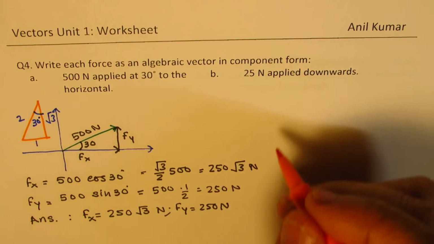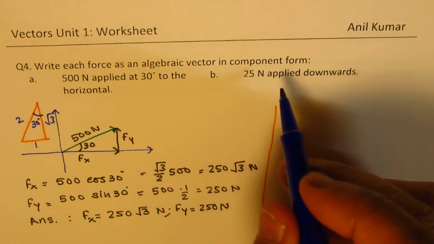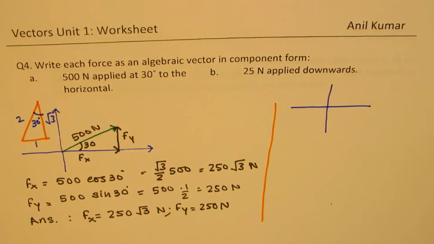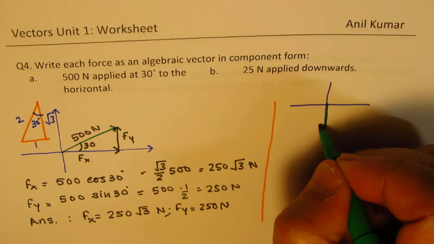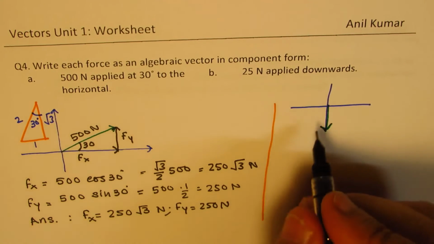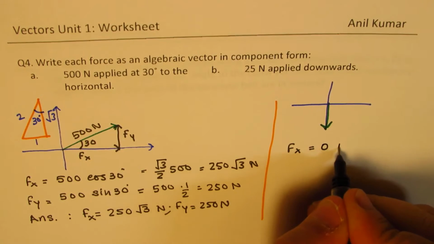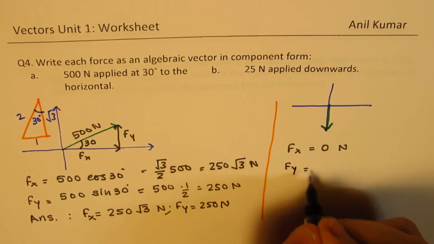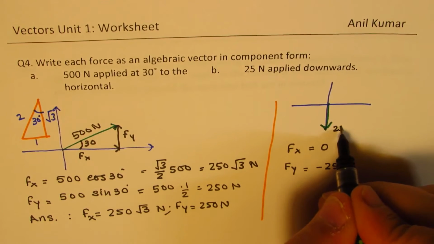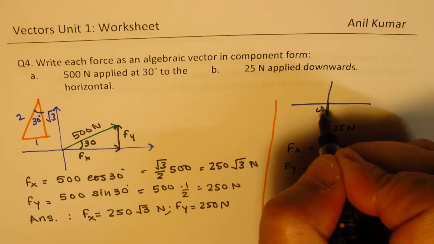Okay. Part B. It is straightforward. We are saying 25 newtons applied downwards. In this particular case, it is 25 newtons applied downwards. Downward force will be referred to as negative. So we can write Fx is 0 newtons and Fy is minus 25 newtons, since it is acting downwards. Is that clear to you? So that is how we can answer this question.